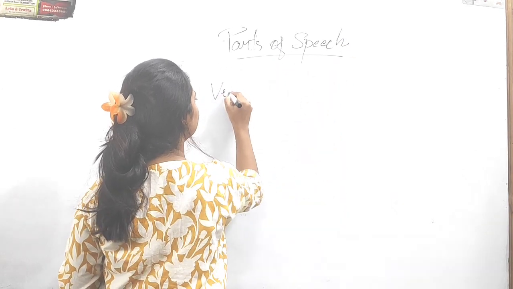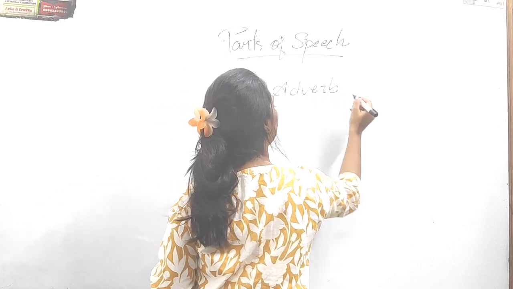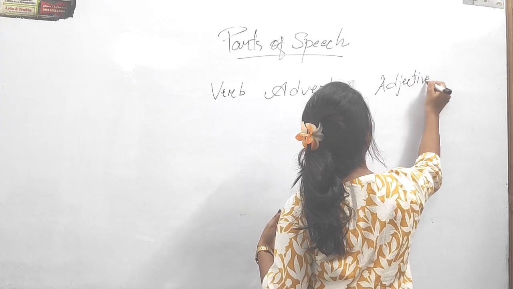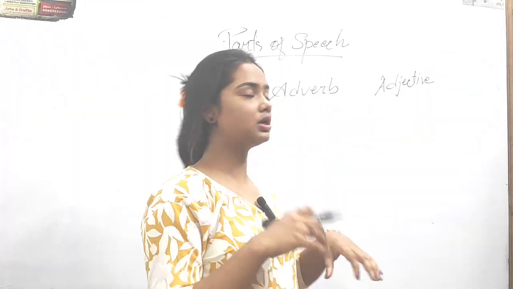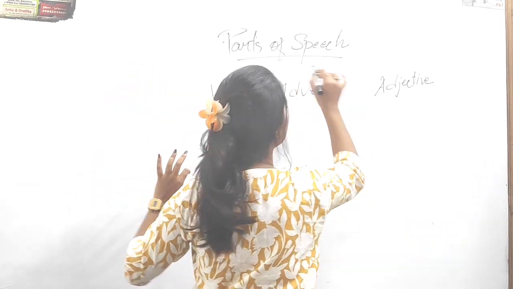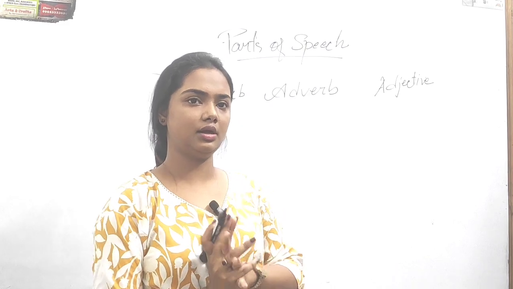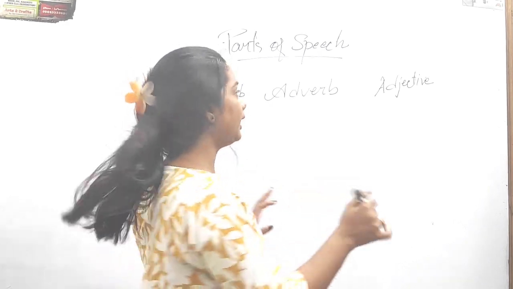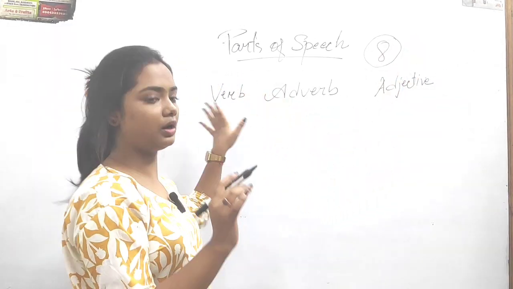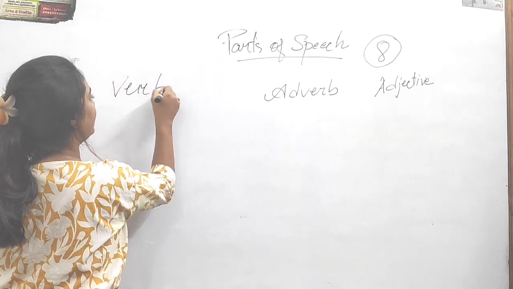So your verb, adverb, and adjective are the three parts of speech among the 8. Before I go into this, I would like to ask how many parts of speech are there in English grammar. So it's 8, right? There are 8 parts of speech. But now we'll look into verb, adverb and adjective.